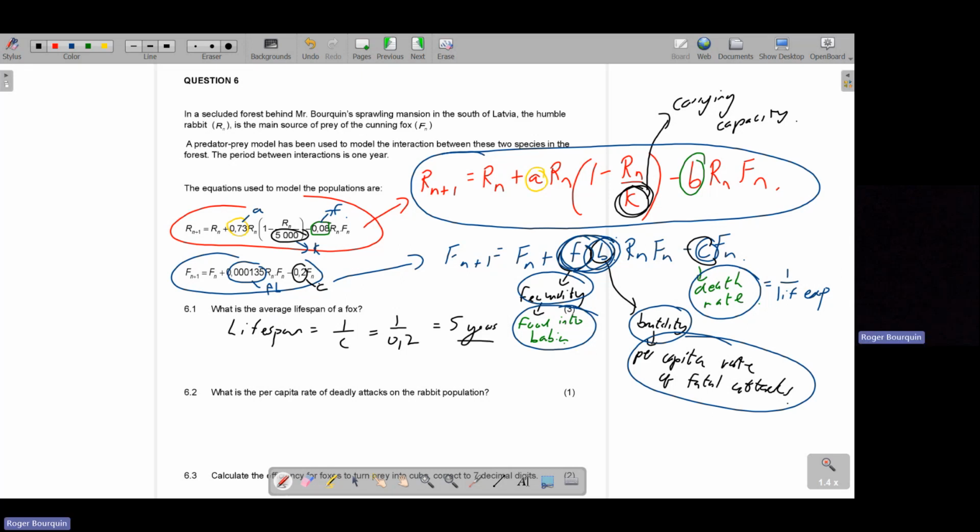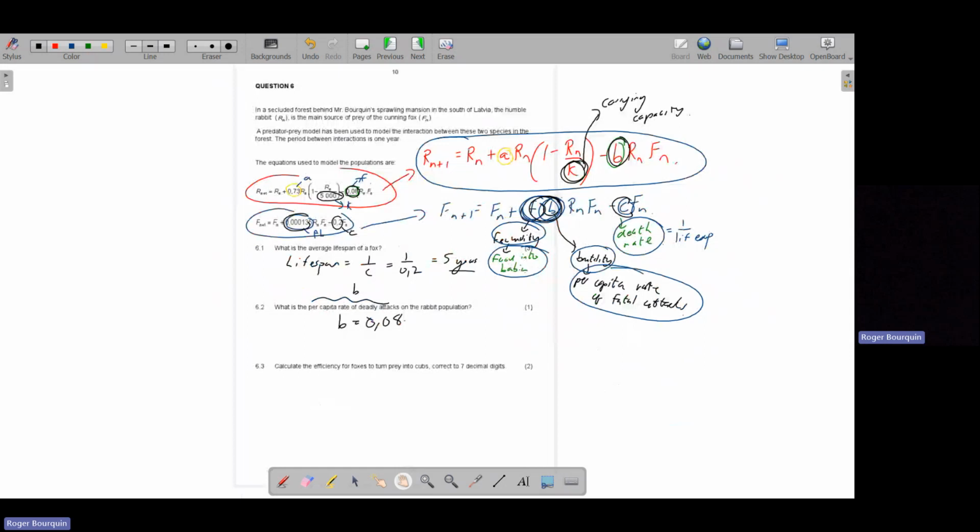And it says, what is the per capita rate of deadly attacks? So we are looking for the parameter B. You can't see B from here because that's F times B, but B does appear over here. So B is the per capita rate of fatal attacks, which is 0.08, in other words, an 8% success rate. So B is equal to 0.08.